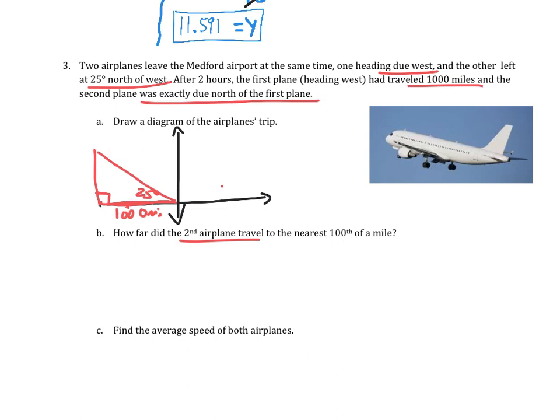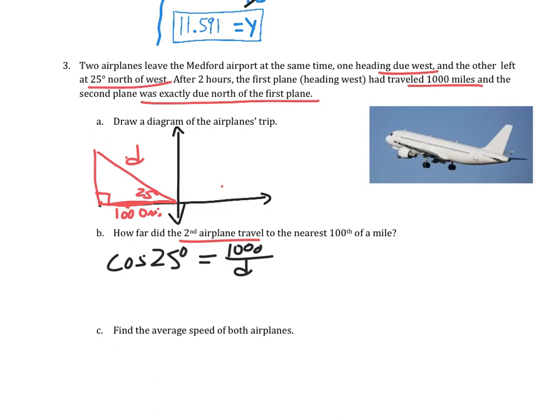Okay, so how long is this distance? Let's call this D. Well, let's look at our situation here. We've got the adjacent, and we're looking for the hypotenuse. So which ratio uses the adjacent and the hypotenuse? That is cosine. So cosine of our angle, 25 degrees, is the adjacent, 1,000, over the hypotenuse. And we need to solve this.